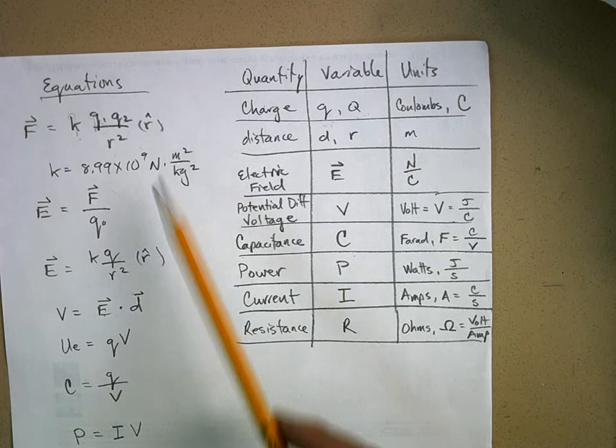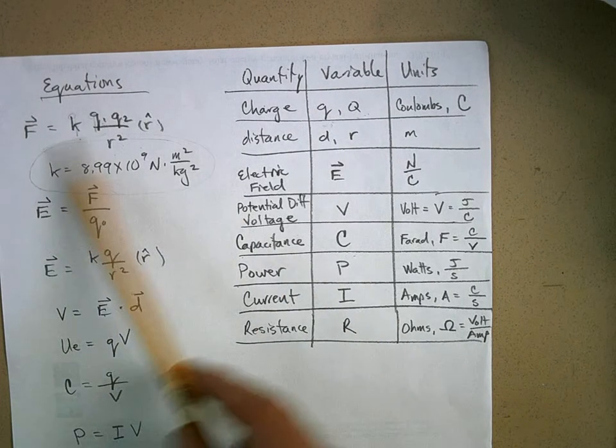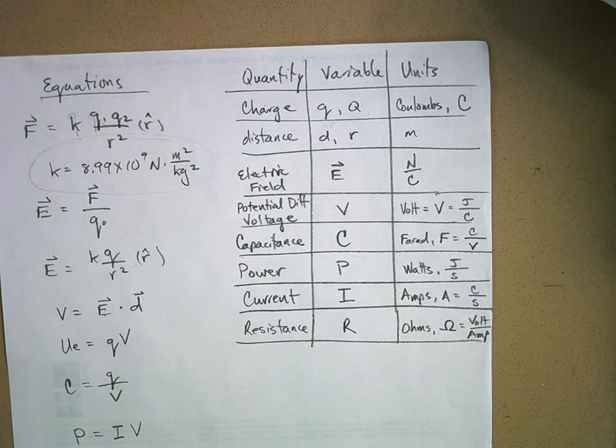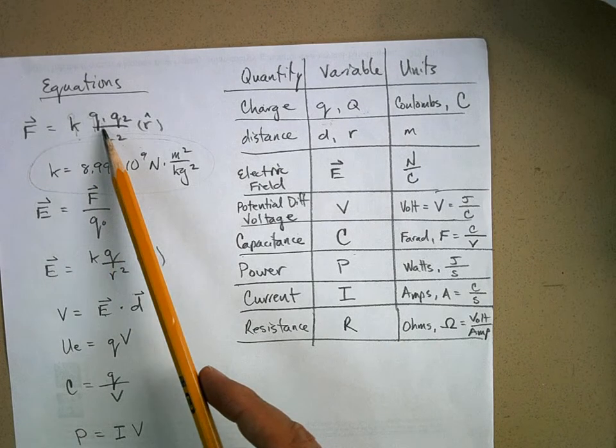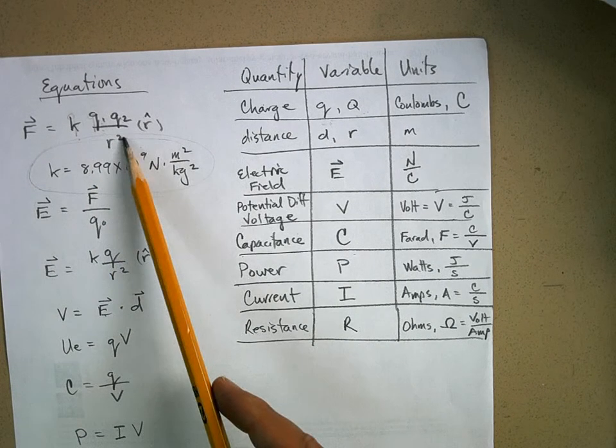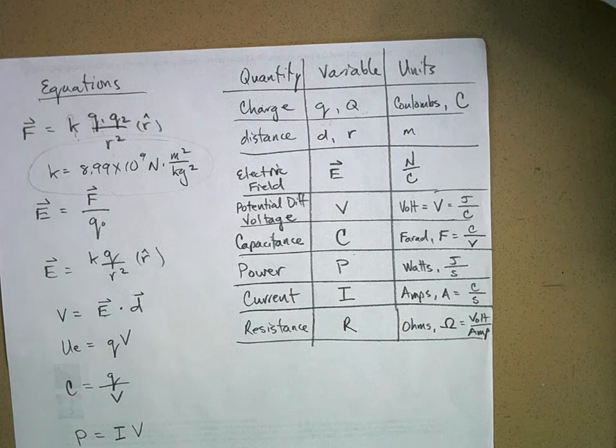This is the electric constant, and it basically tells us, hey, electric force is very, very strong. If I've got a coulomb of charge and another coulomb of charge, and I put them 1 meter apart, there's going to be 9 billion newtons of repulsive force. 9 billion newtons. That's a lot. You wouldn't want to be anywhere near them. It's a lot of force.